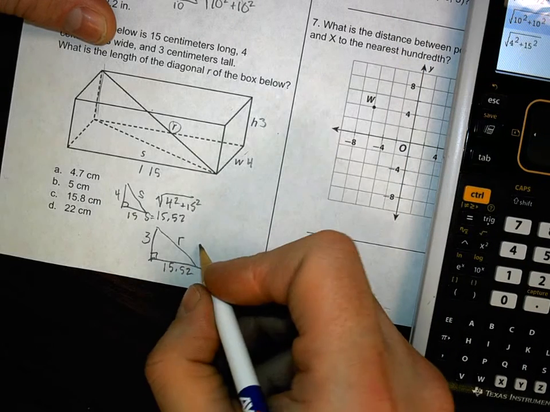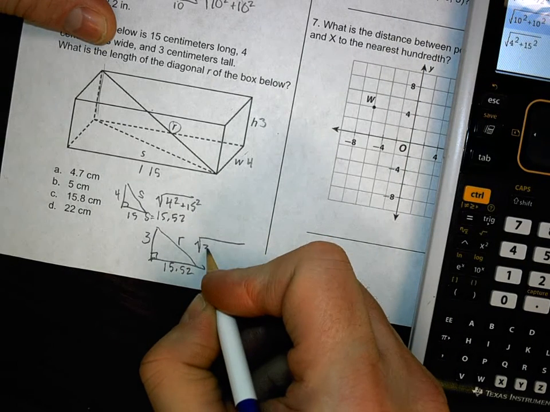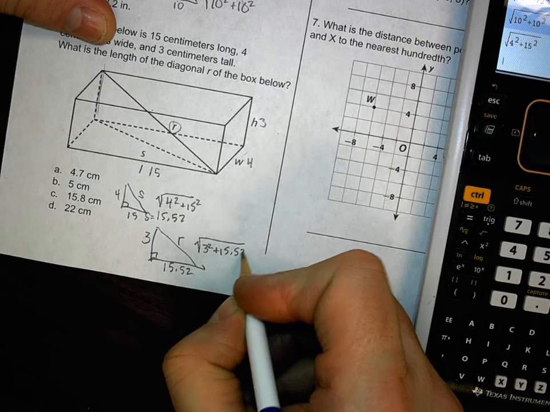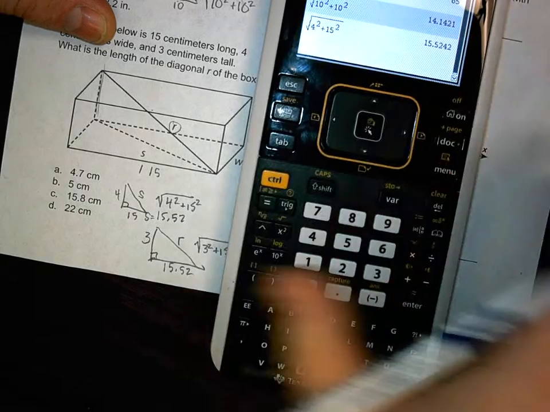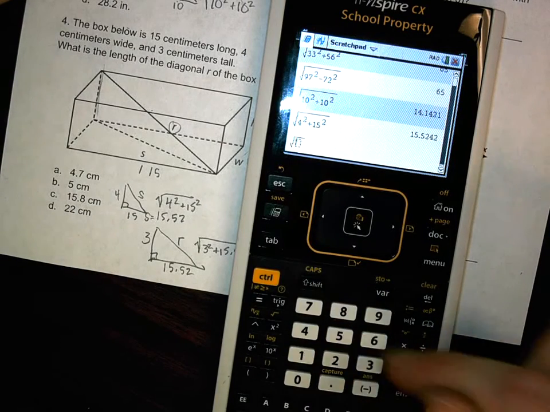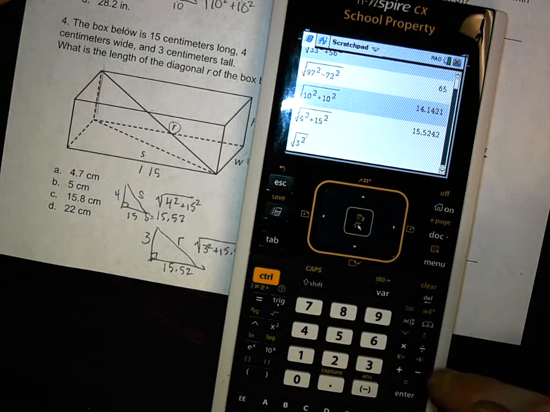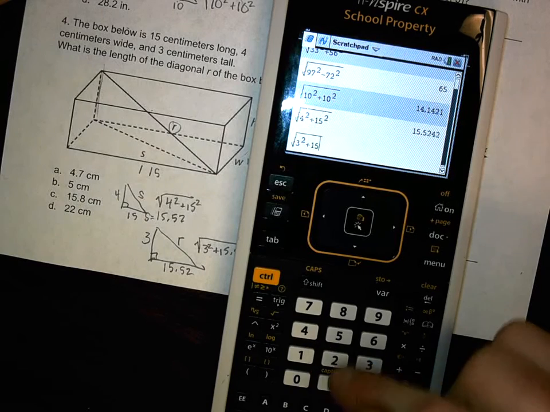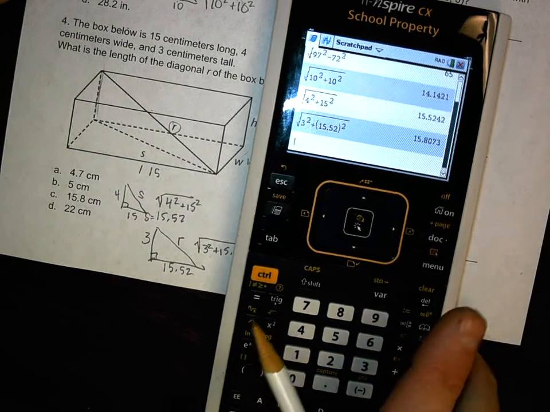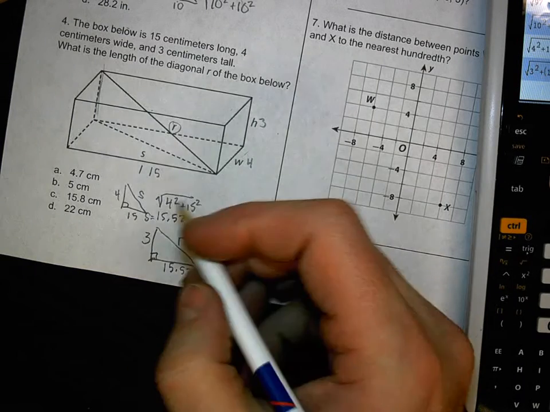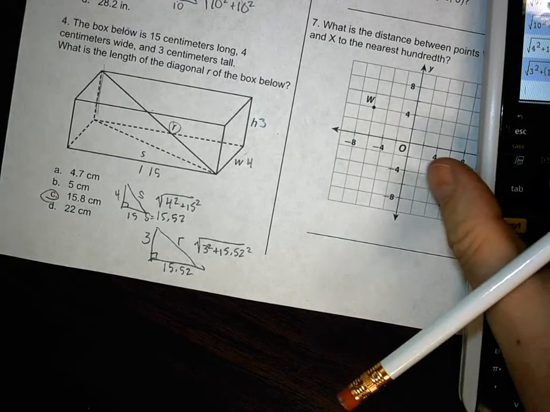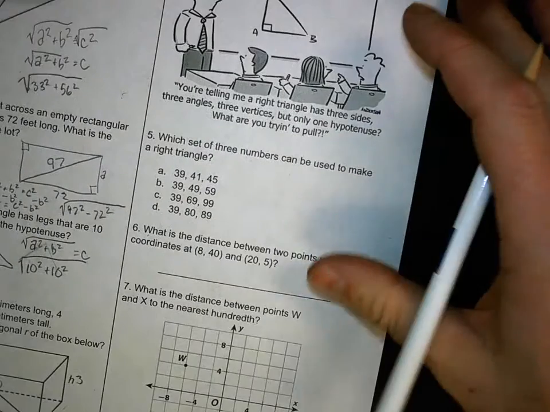Again, square root of 3 squared plus 15.52 squared. Calculator, going at it here. Square root of 3 squared plus 15.52 squared. Enter. I get 15.807. We're just going to call that 15.8, and there it is. That's C. All right. Let's move on to number 5.